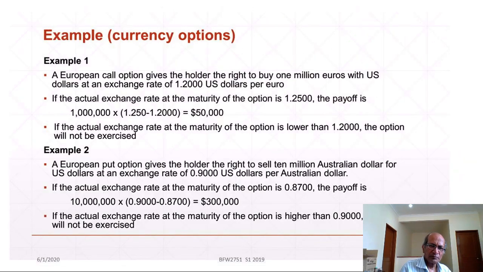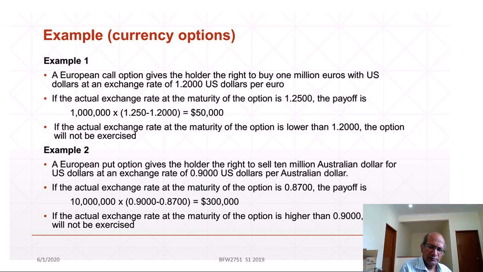Okay. For example, a European call option gives the holder the right to buy 1 million euros with US dollars at an exchange rate of 1.2 US dollars per euro. Let's say there is a strike. You've got a strike to buy a European call option on 1 million euros.